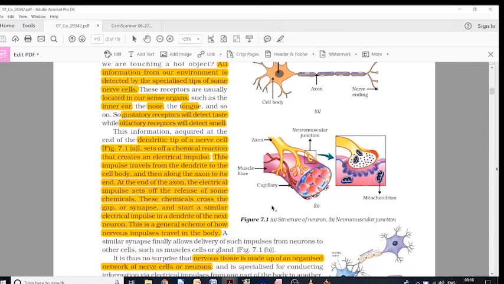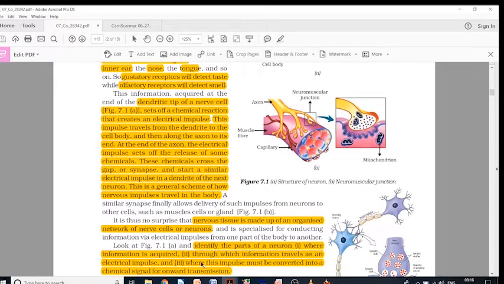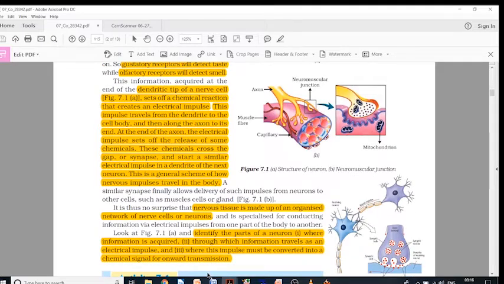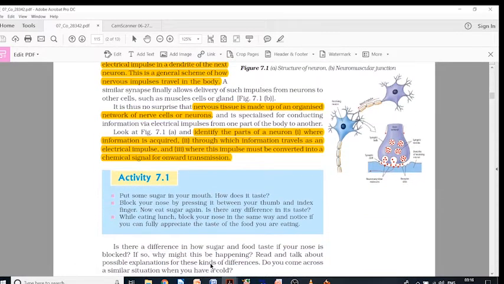The next question is, through which part does information travel as an electrical impulse? Of course, through the axon part. And where must this impulse be converted into a chemical signal for onward transmission? At the nerve ending. Clear?